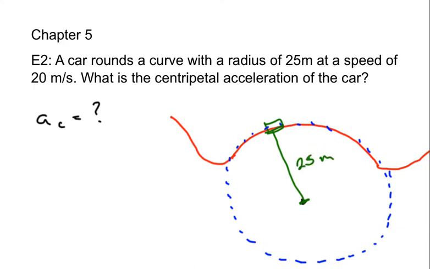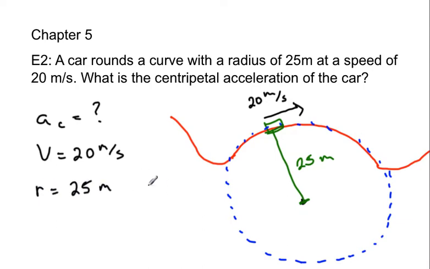We know the car's speed. Look at the speedometer, and it's going 20 meters per second. Alright, so velocity is 20 meters per second. The radius is 25 meters. The equation that we'll use, just like the one before, is that centripetal acceleration is the velocity squared divided by r, the radius.